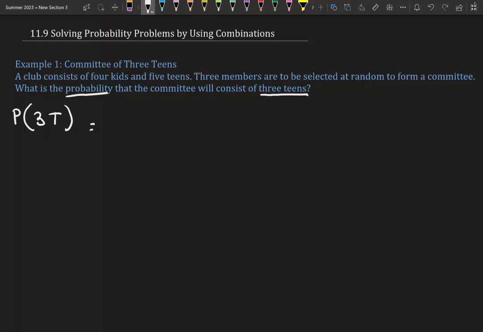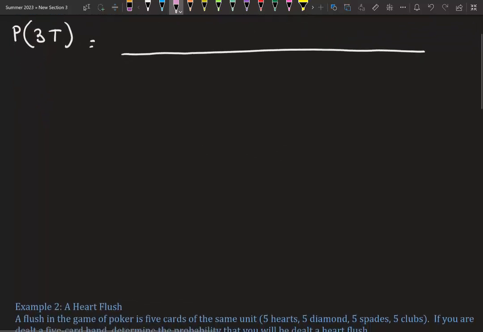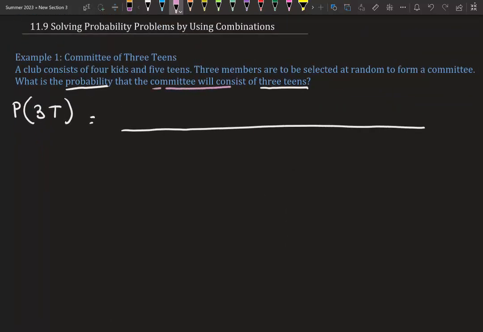Because this is probability, we know it's a fraction. Probability is all fractions because probability exists between 0 and 1. Those are all decimals, aka fractions. What we put on top of every probability is what you want. What is the outcome that you possibly want? What it wants is a committee that consists of 3 teens. So we want to know how many types of 3-teen committees we can have.